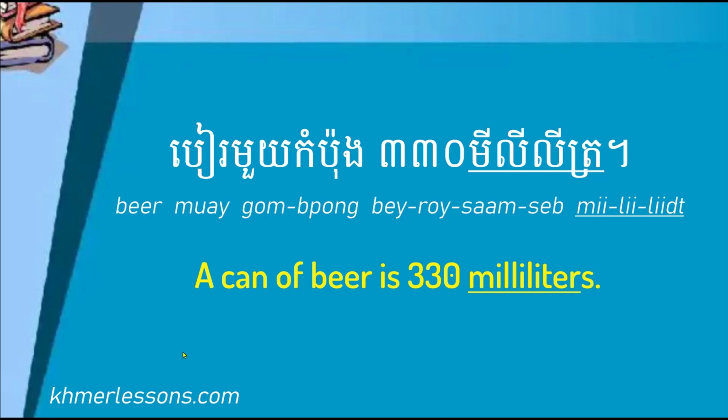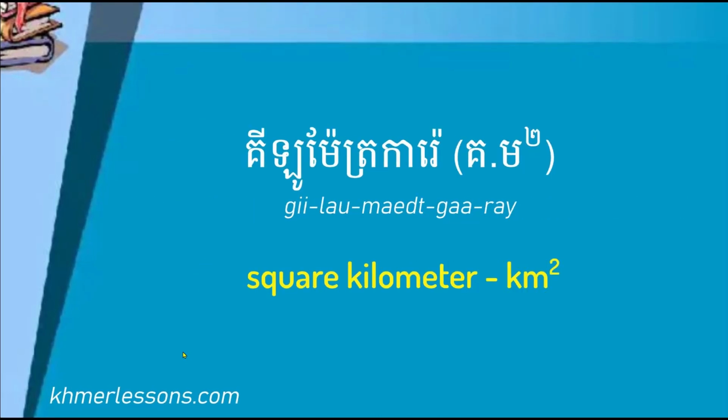Okay, ta, let's say this sentence one more time. Beer mui kampong. Bay roi sam sub millilit. Ba. Square kilometer. Ba, square kilometer. In Khmer we say kilometer kare. Kilometer kare. Ba, kilometer you know is kilometer and kare is square. Ba. And then in Khmer we use a different order. We say kilometer square. Na? Ba.